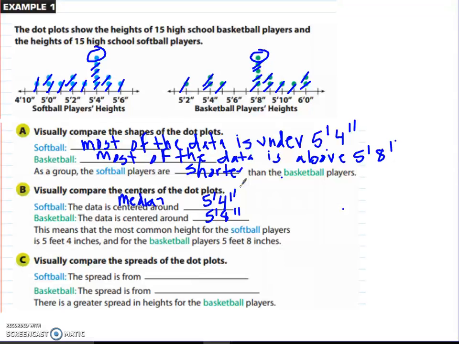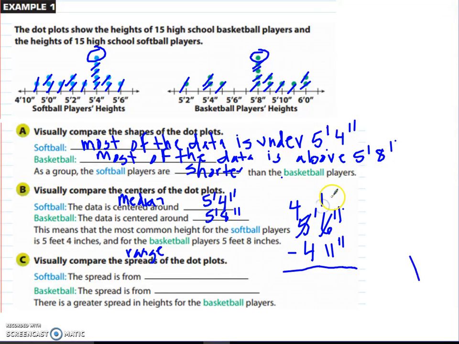Visually compare the spread of the dot plot. Remember, spread is a key word for range, the largest minus the smallest. The largest softball player is 5'6". The smallest softball player is 4'11". You can't do 6 minus 11, so you have to borrow. You borrowed 12 inches. 12 plus 6 is 18. 18 minus 11 is 7 inches.